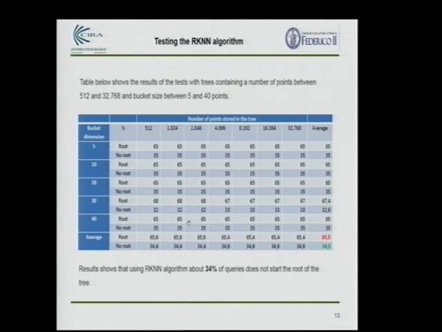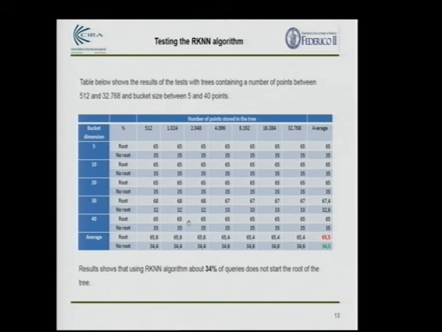This is the results of the first test. We use three trees. Each column represents a tree. Each row represents the size of the bucket in the leaf of the tree, and the row root represents the percentage in which the algorithms traverse the roots, so it's a failure. And the no root represents a success.